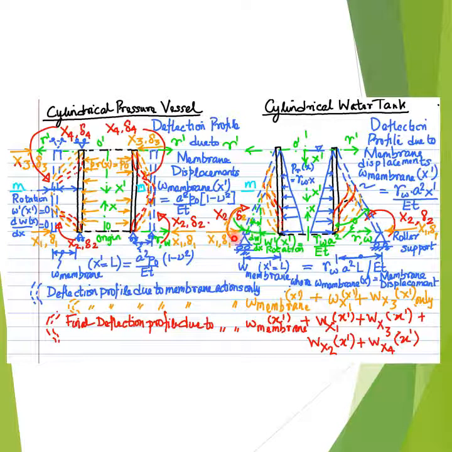Similarly, in case of the cylindrical pressure vessel, a uniform non-zero or finite value of the radial displacement W due to the membrane response or membrane solution that was found as A square P naught divided by ET times 1 minus mu square is physically feasible only if the two boundaries, that is the lower and upper boundaries both of the thin cylindrical shell in the cylindrical pressure vessel, behave like roller supports.